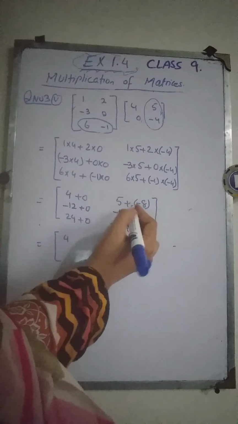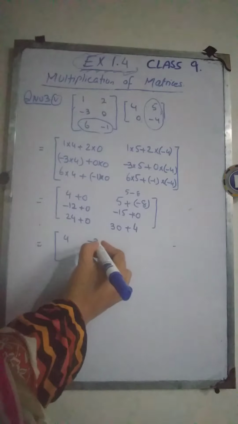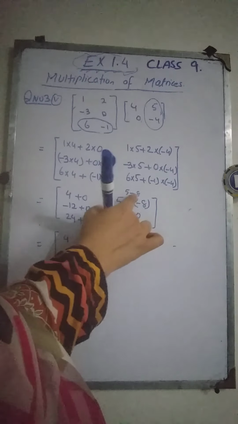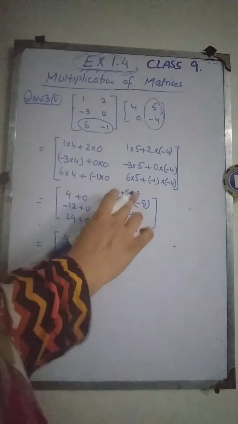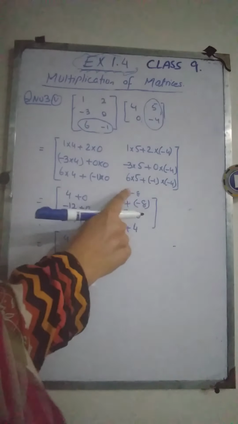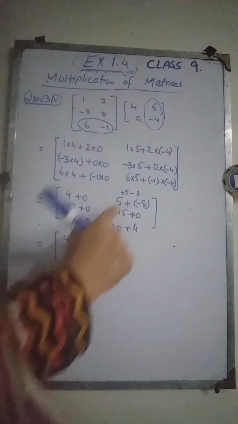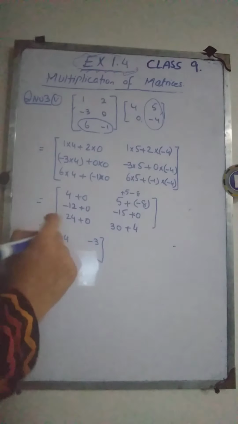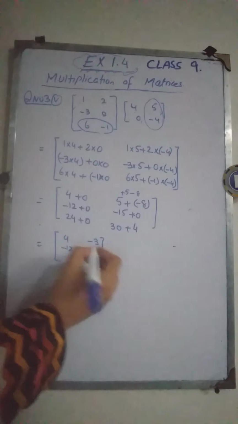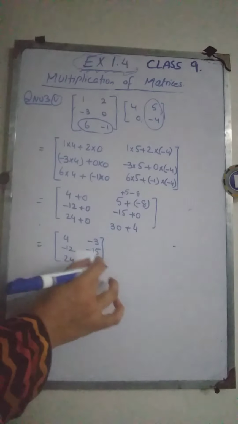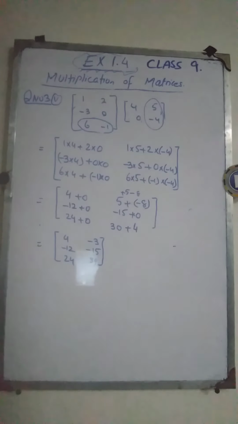5 minus 8 will be, as this is plus minus minus, this will become 5 minus 8, and the answer will be negative 3, because 5 is a positive number and this is a negative number. Whenever two different sign numbers are added, we always do the subtraction. 8 minus 5 is 3, and we will put the sign of the greater number with the answer. Negative 12, negative 15, 24, and 30 plus 4 is 34. This will be the answer.